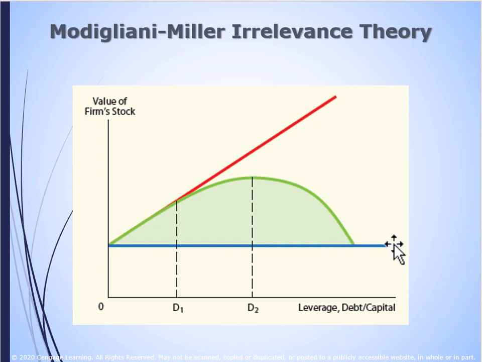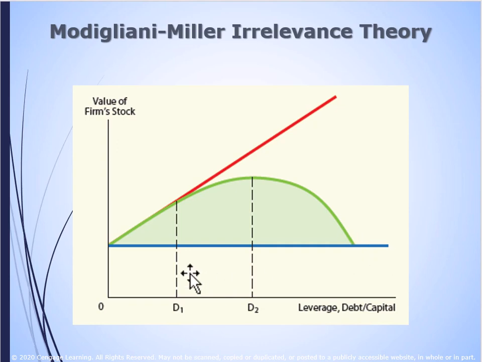The blue line here represents the outcome where we would say that the connection between debt and price is irrelevant. It doesn't affect price. The problem with that is that it really doesn't make much sense. It avoids several very important factors that we consider important in running a business. Number one, we're worried about taxes. Number two, we're worried about financial distress and the costs of bankruptcy.